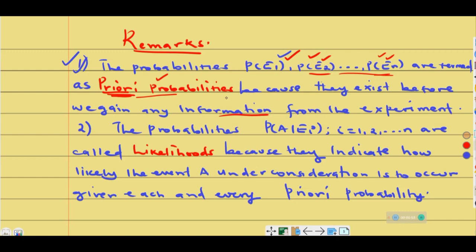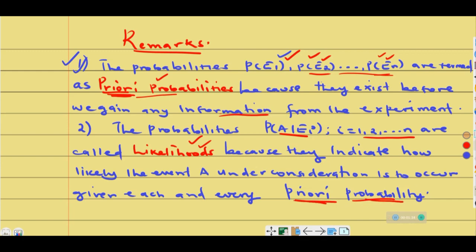Then we also have the probabilities, for example, the probability of A given Ei, for which i runs from 1 to n. These probabilities will be called likelihoods, because they indicate how likely the event A, which is under consideration, is to occur for every given piece of information about the probabilities that we have before, that is, the a priori probabilities.